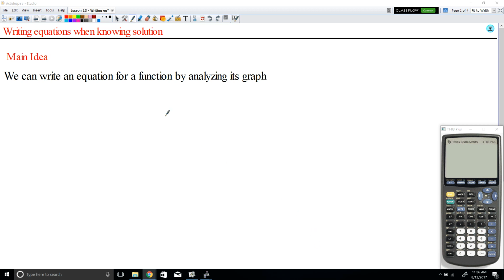Today, we will take a look at how we can write equations when the solutions are known. The main idea here is that we can write an equation for a function by analyzing its graph. We're going to be given a graph, and in that graph, we're going to identify the solutions. Once we know the solutions, we're going to write an equation for that graph. So that's the path here: we're going to go from graph to solutions to equation.